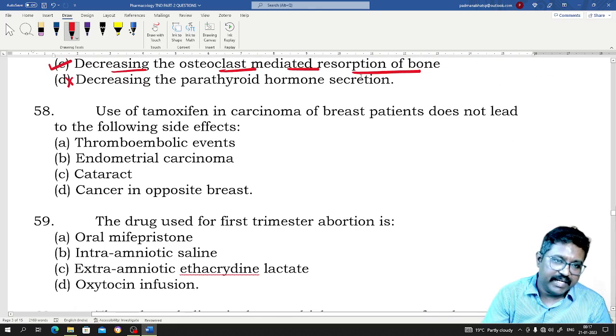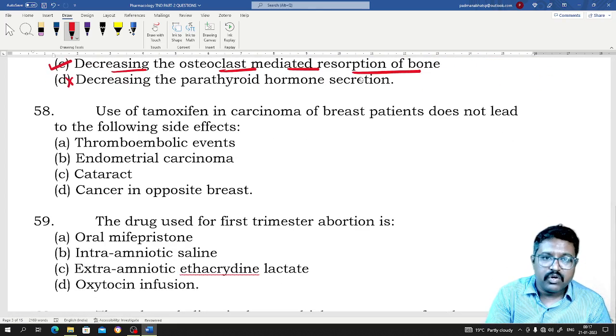So coming to the 58th MCQ, use of tamoxifen in a carcinoma of breast patient does not lead to the following side effect. It can lead to thromboembolic events, yes, it can lead to endometrial carcinoma, yes, it can lead to cataract, yes. The only option here that is not seen is carcinoma of the opposite breast. So the answer is D.